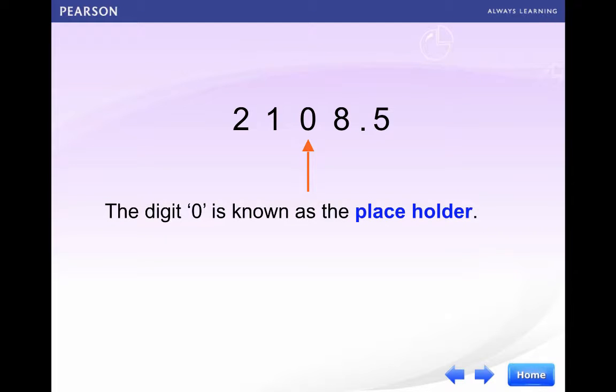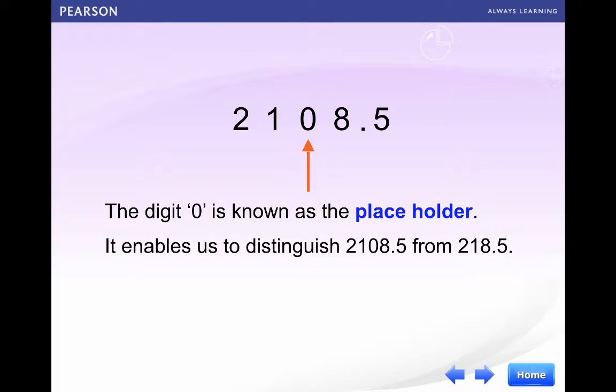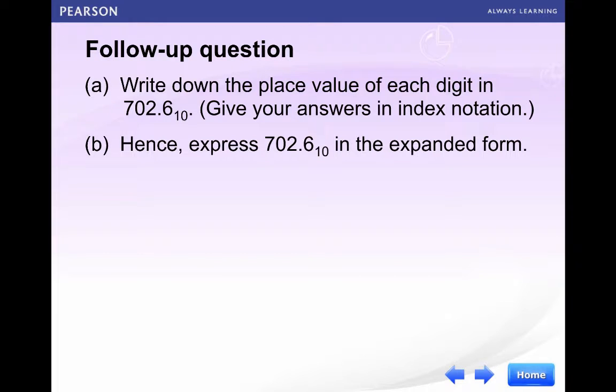This value 0 is the placeholder because it doesn't represent any value, but we have to write down 0, so this is called a placeholder. Otherwise, if we don't have this 0, we will not be able to distinguish these two numbers, 2108.5 and 218.5. So we try to write down the place value of each digit of this number.